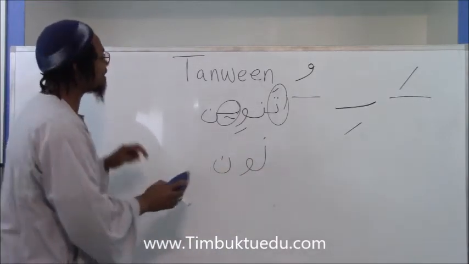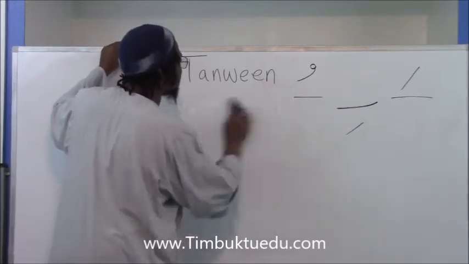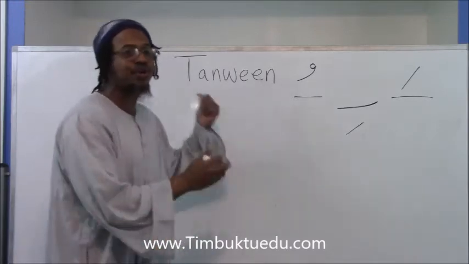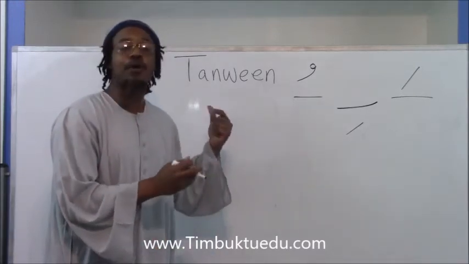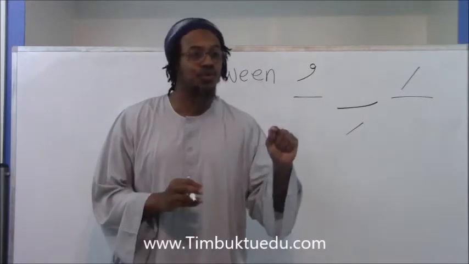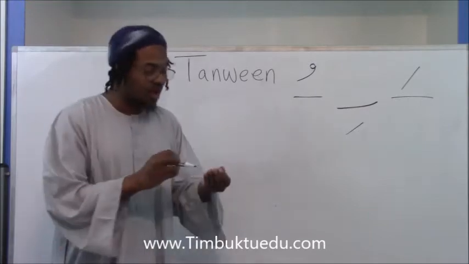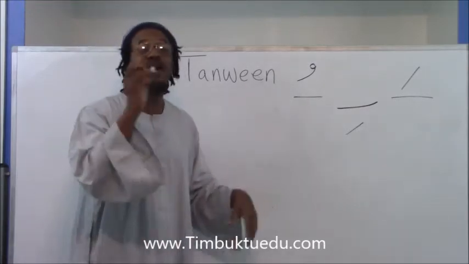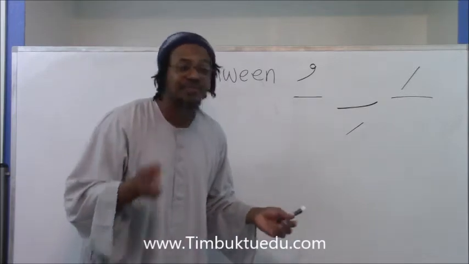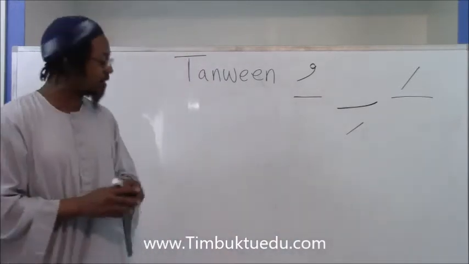Now, why do we say the noon sound and not the letter noon? That's because in the Arabic language, when we end certain sounds, we don't put a noon at the end of it. We put the sound of a noon. And the sound of the noon is called tanween. Okay? It's because we like to make the sound without having to write the actual letter. The letter doesn't go there, but the sound goes there. Okay? And a sign of the sound is this.